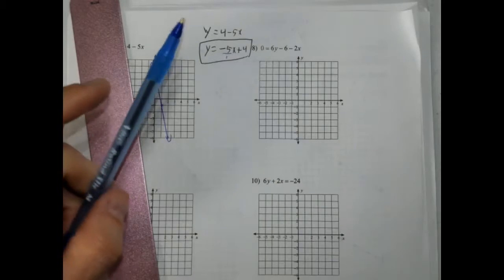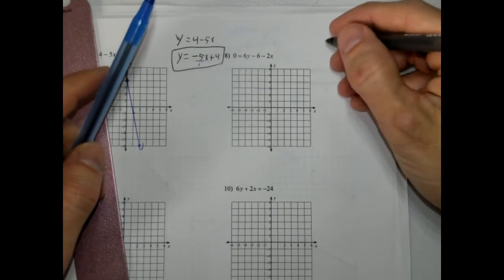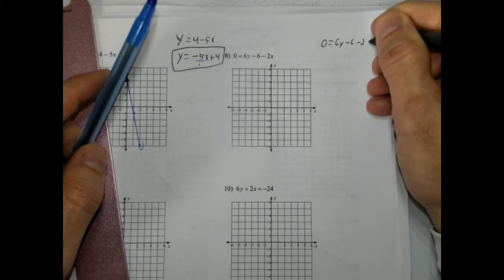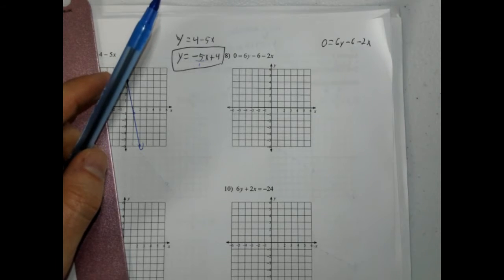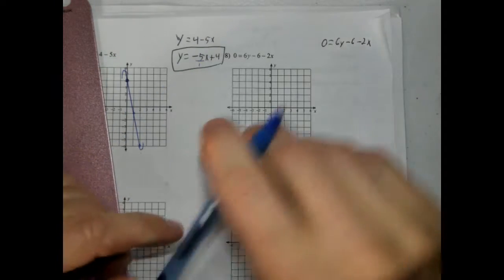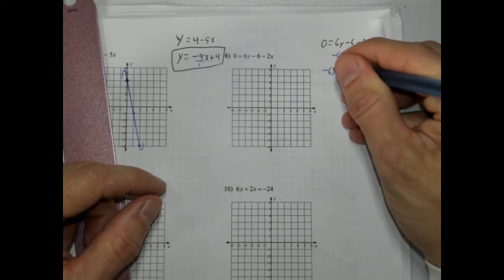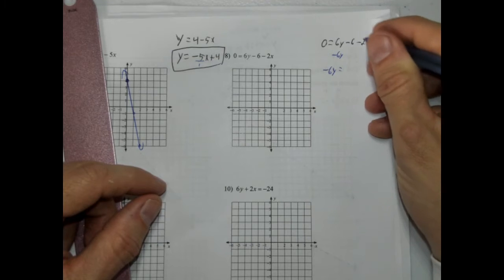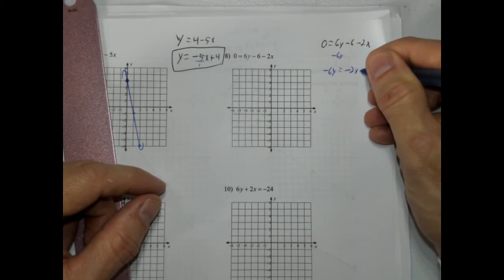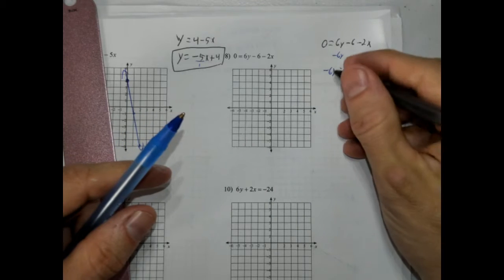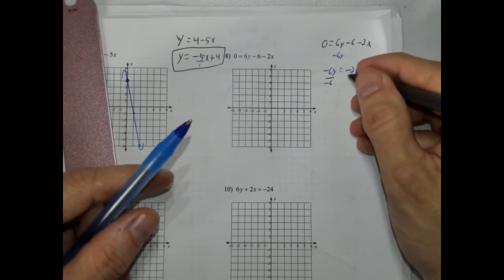Okay, here, we're going to write 0 equals 6y minus 6 minus 2x. So we get y by itself, so we're going to subtract 6y, so -6y equals, I'm going to move this -2x in front so it starts to look like the format we want. Now we just divide everything by 6, or negative 6 rather.